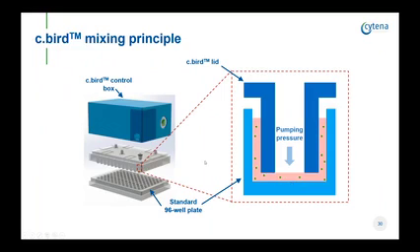Here's a slide that illustrates the principle of the CBIRD. As I mentioned, it's compatible with standard well plates. It comes with a special lid that you can see here, and the CBIRD control box, which houses a pump and the electronics. The lid contains 96 little tips that gently move the liquid in the wells up and down, and the tips are designed such that the cells are continuously brought into suspension.